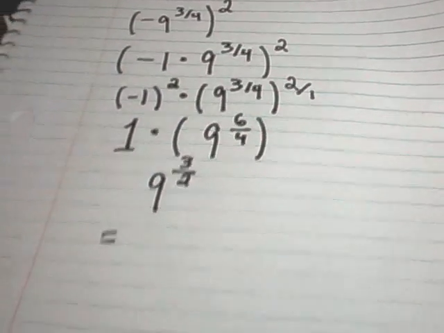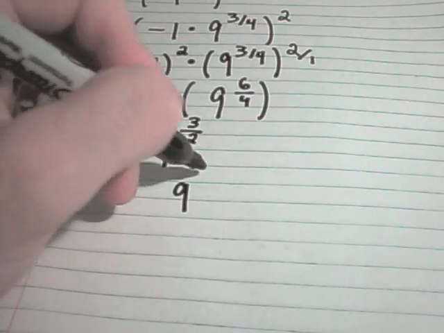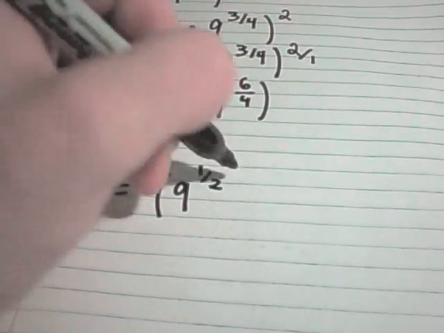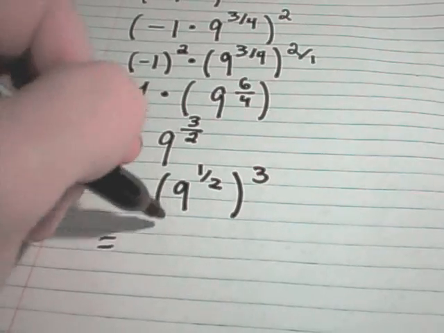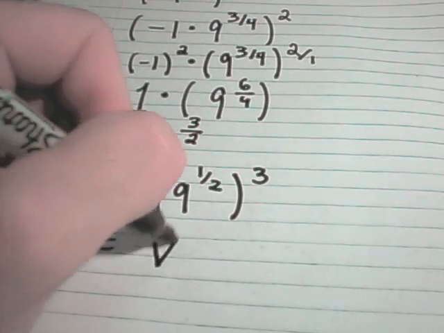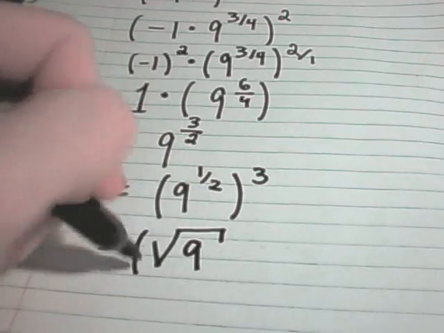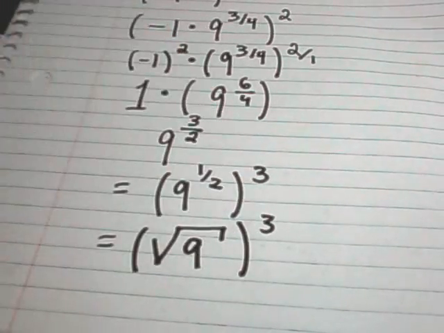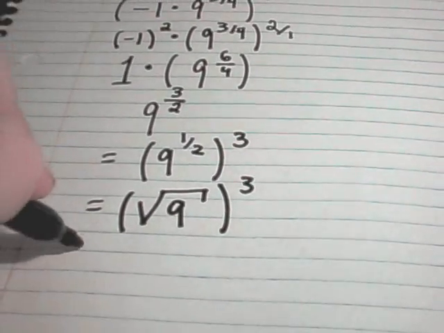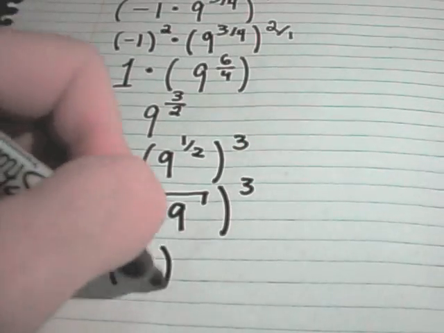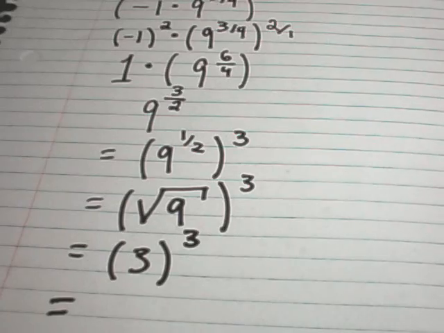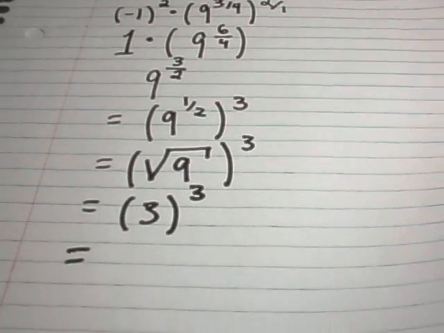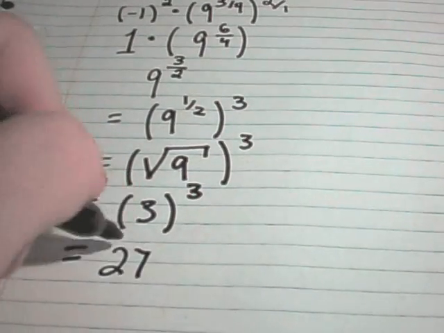And now I'm going to use the same trick as before. I'm going to write this as 9 raised to the 1/2 raised to the 3rd power. Well, 9 to the 1/2 is the square root of 9, all cubed. The square root of 9 is going to be simply 3. I still have to cube that number though. So 3 times 3 is 9, times another 3 will give us simply 27.